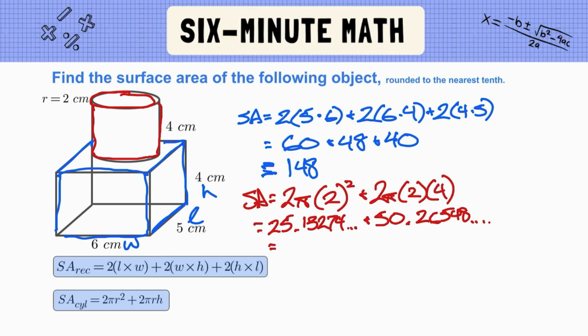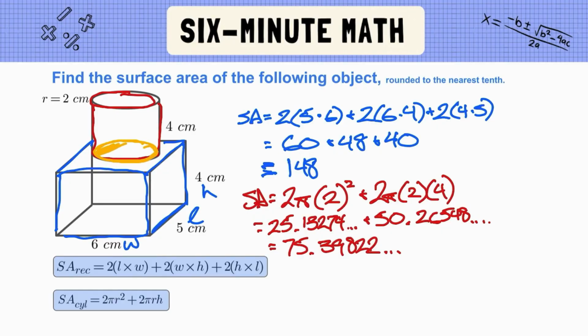So the surface area of my cylinder is going to be 75.3982. Now for this composite shape, I have found my two separate shapes. I have found my rectangular prism and my cylinder. I now need to find the area which I won't include in my surface area, and that is going to be the bottom of this cylinder.